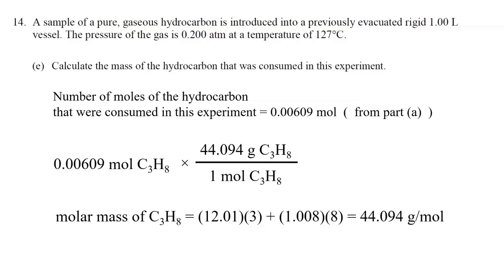0.00609 moles of this hydrocarbon, that was from part A, times the molar mass of the hydrocarbon, which is C3H8. That gives us a value of 0.268532, which I'm not rounding off yet. Let me go ahead and round off this answer to 3 significant figures, and that will give me a value of 0.269. That's the number of grams, or the mass, of the hydrocarbon, C3H8, that was consumed in this experiment.